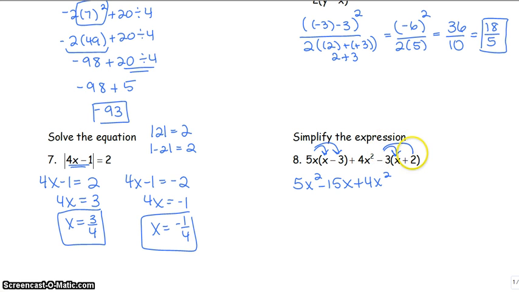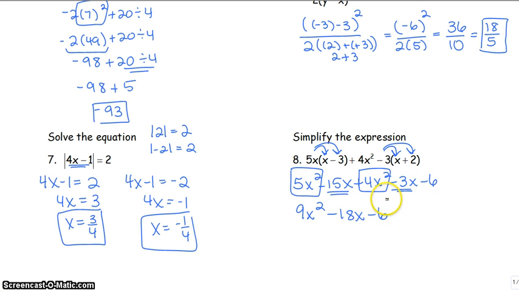And then we have to distribute the negative 3. Make sure that you're distributing the negative with the 3 as well. So that's a negative 3x and a negative 6. Once you've gotten rid of all of your parentheses, now it's time to combine like terms. So we've got 5x squared and 4x squared. That gives us 9x squared. A negative 15x and a negative 3x is a negative 18x minus 6. You only had one number term. So remember, same exponent, same variables, what's going to define like terms.